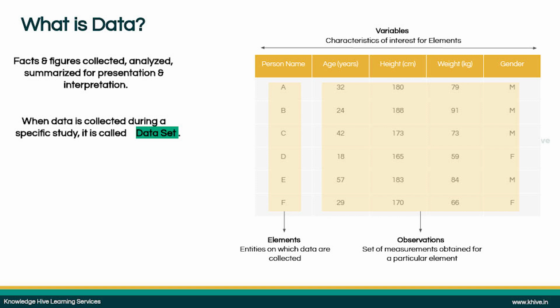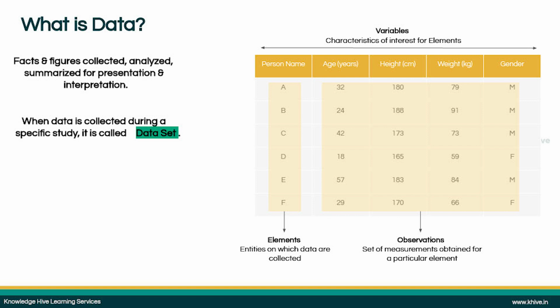The first step in describing data is understanding what data actually is. Good point. The material defines data as the facts and figures collected, analyzed, and summarized for presentation and interpretation. And when you collect data for a specific study, that collection is called a data set. Makes sense. It gives a helpful table example, maybe listing individuals, their ages, heights, weights, and genders. This helps clarify the building blocks. Okay, so the elements are the individual things you're collecting data on in that table. Each person is an element. Right.